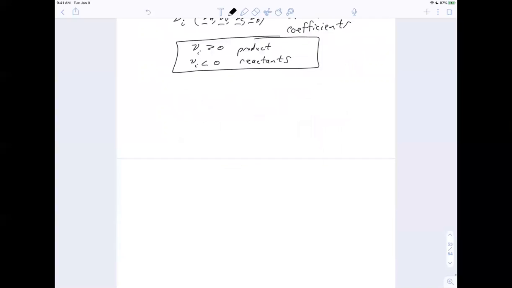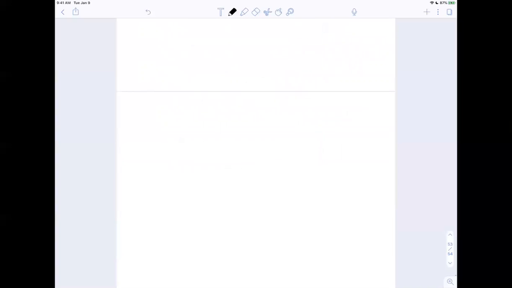Okay, so let me rewrite the expression that we're interested in now. Nu sub A times A plus nu sub B times B goes to nu sub C times C plus nu sub D times D, okay? And of course, the thing that we're interested in is delta H reaction at 298.15 Kelvin, okay? The way we'll do this is we're going to create a thermodynamic cycle.